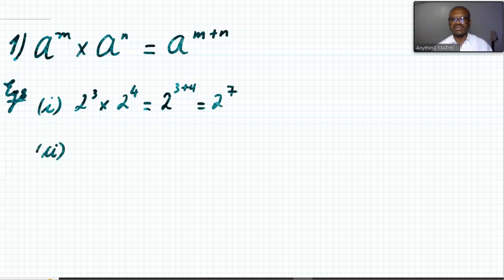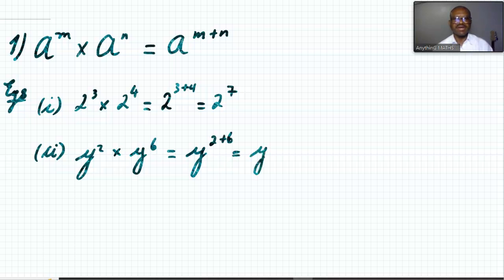The second example. y raised to the power 2 times y raised to the power 6. The base is y, so y raised to the power 2 plus 6. 2 plus 6 gives us 8, so we're going to write y raised to the power 8. The third example.